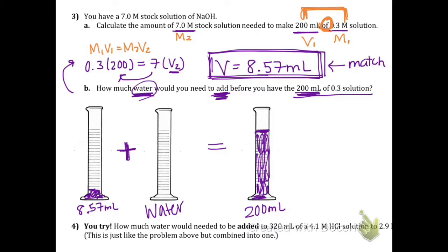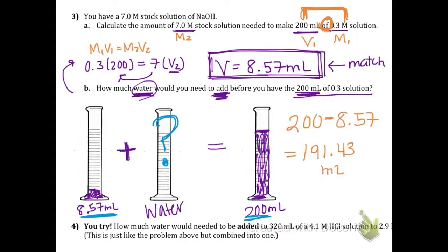So the big question is, how much water did I add to go from 8.57 to 200? So what kind of math are we doing? Good. We are actually doing subtraction. Okay, so we ended with 200, but I started with 8.57. So if I subtract, then I will get 191.43 mils of water added.